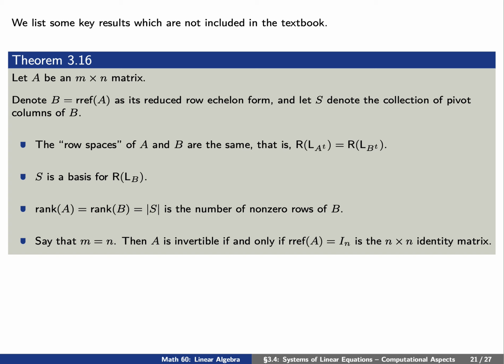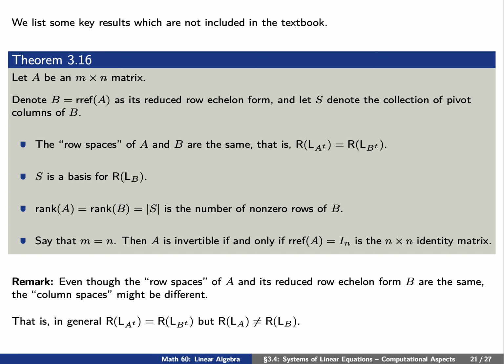Finally, let's say that M equals N. That is, A is a square matrix. Then A is invertible if and only if its reduced row echelon form is the N by N identity matrix. We'd like to point out that even though the row spaces of A and its reduced row echelon form are the same, this is not true for the column spaces. We'll see an example of this on a future homework assignment.